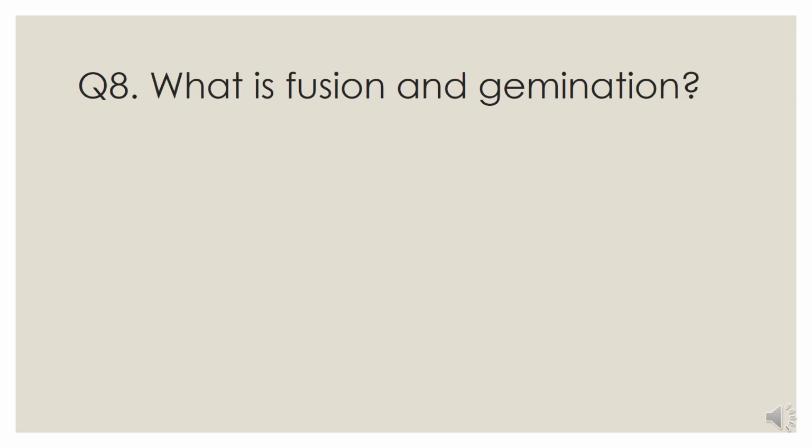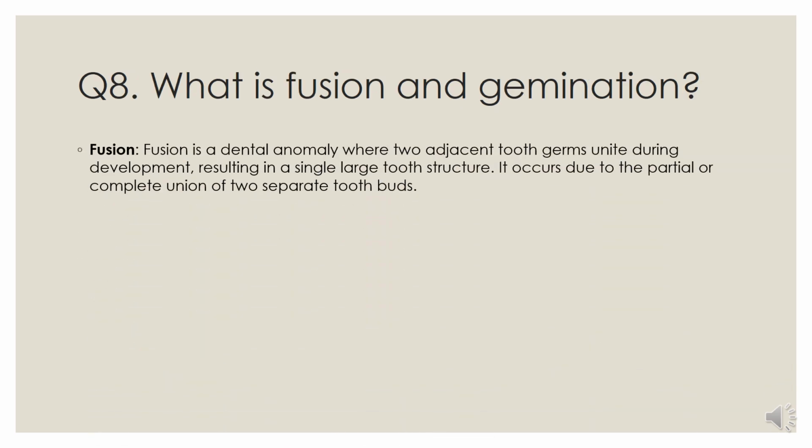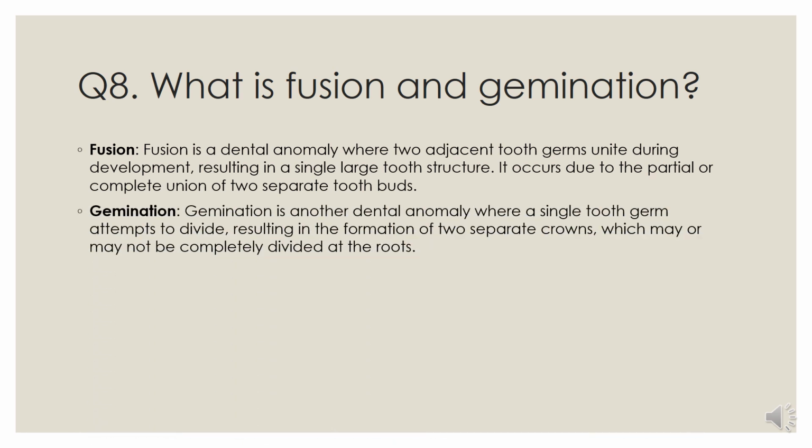What is fusion and gemination? Fusion is a dental anomaly where two adjacent tooth germs unite during development, resulting in a single large tooth structure. It occurs due to the partial or complete union of two separate tooth buds. Gemination is another dental anomaly where a single tooth germ attempts to divide, resulting in the formation of two separate crowns, which may or may not be completely divided at the roots.